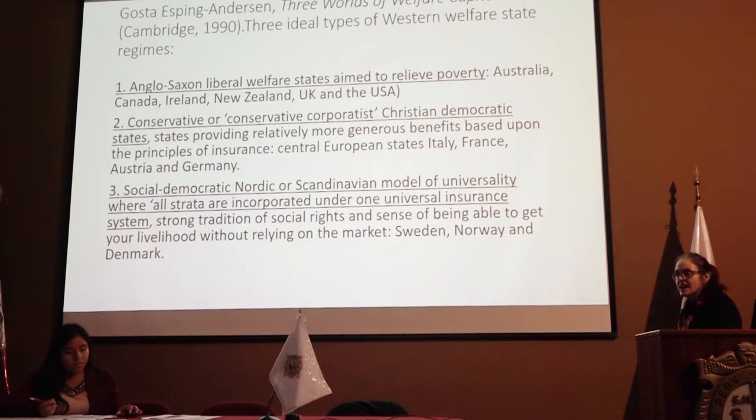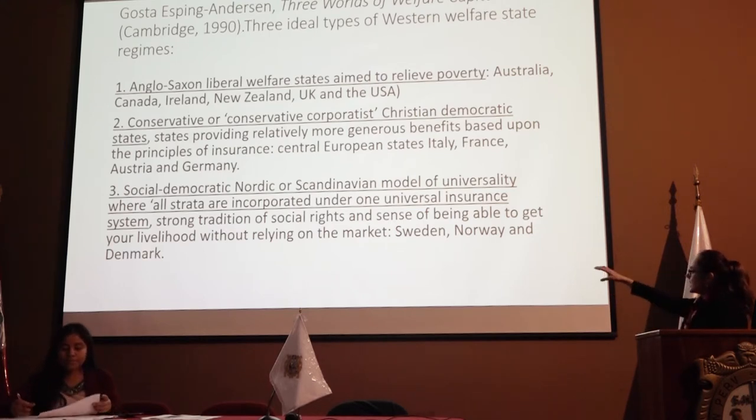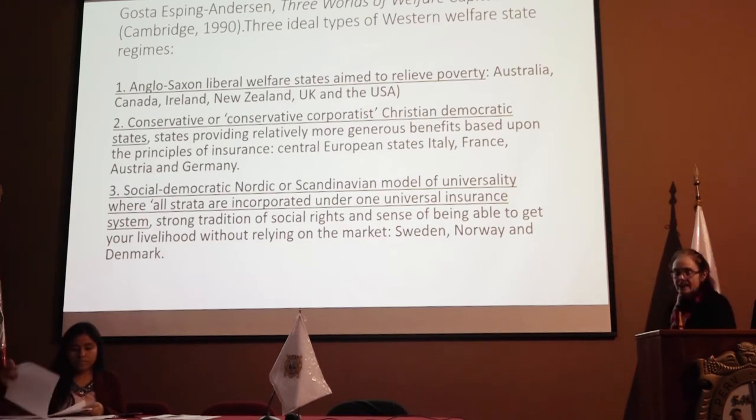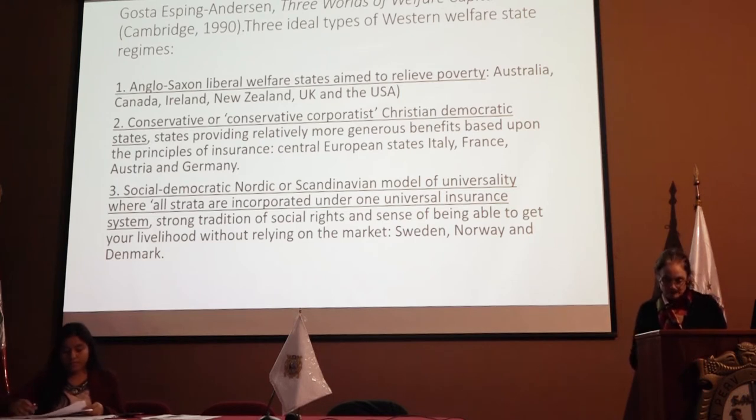And it has a strong tradition of rights, and your sense of being able to maintain your livelihood has got nothing to do with your ability to work. Everybody in that society should have a minimum income. Sometimes that's described as a basic income. And so there's a big push to have a basic income for everybody, whether they work in paid employment or not. And that's the smallest world, and it's Sweden, Norway, and Denmark. So you have three kinds of worlds: an Anglo-Saxon world, a conservative corporatist world, and a Nordic and Scandinavian world.